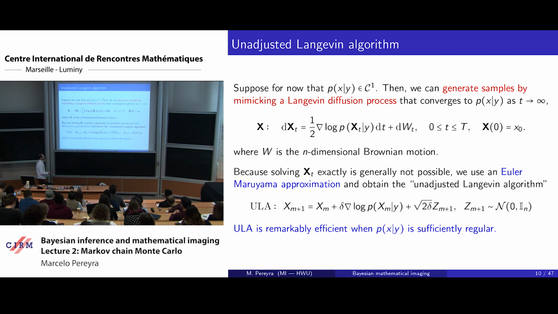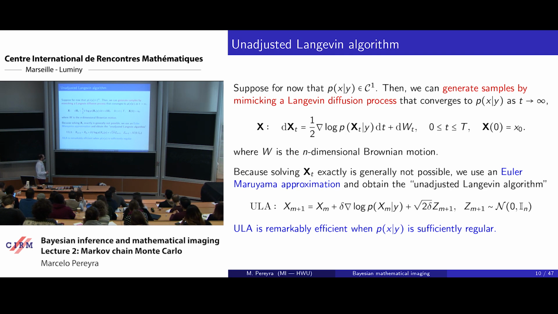The easiest way of discretizing this is to use an Euler approximation. And when you do it for a stochastic differential equation, that's called an Euler-Maruyama approximation. And all you do is you replace this differential by xm plus 1 minus xm divided by delta. And what you get is this kind of recursive or iterative scheme.